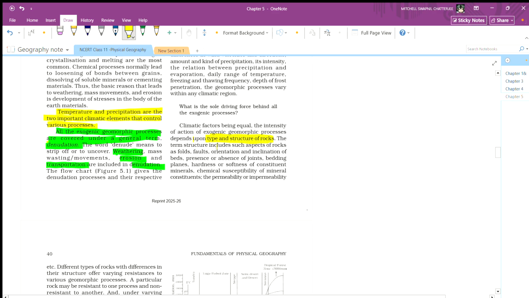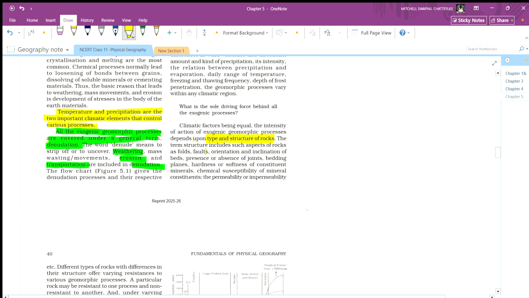Basically, it's degrading the rock. Now, how it gets degraded depends upon the rock. If there is a stronger rock, full of minerals, it will take a lot of time to degrade. But if there is a hollow rock, which has low density, it will weather easily or take less time to degrade.